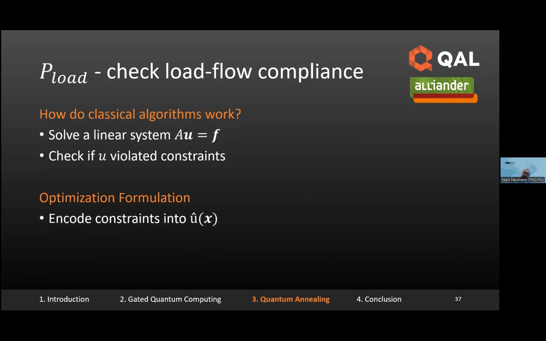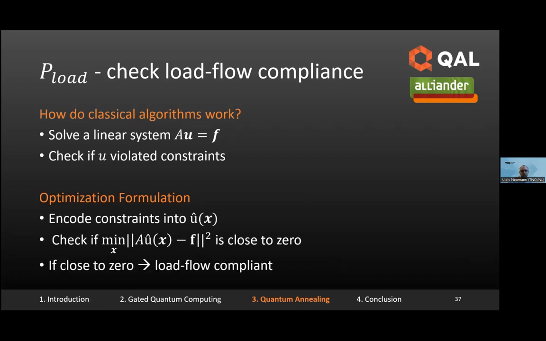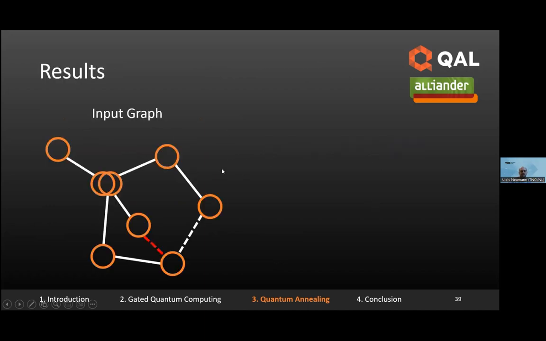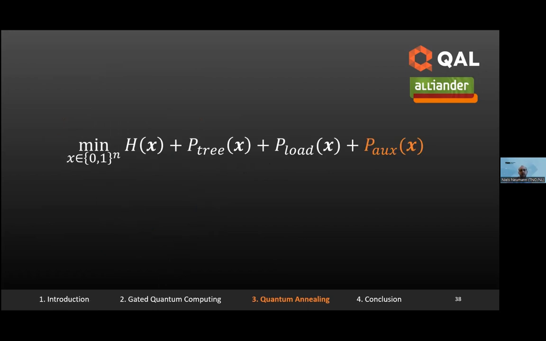So how do we do this in an optimization setting? We encode the constraints into some vector U hat, and then check if this minimum is close to zero. Because if this minimum is close to zero, it's very likely that this U hat vector does not violate the constraints. And finally, we have this penalty term that links the two together. We skip that for now. It doesn't really give information on how the problem is implemented. So let's look at some results.